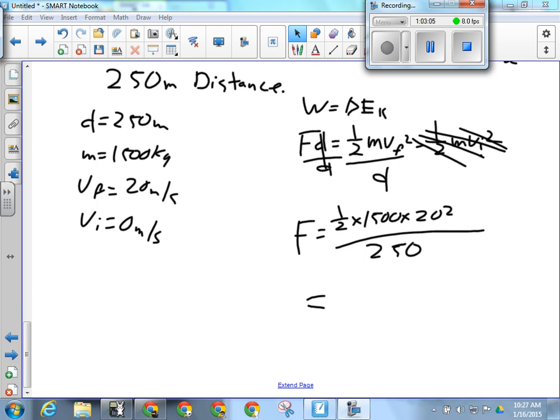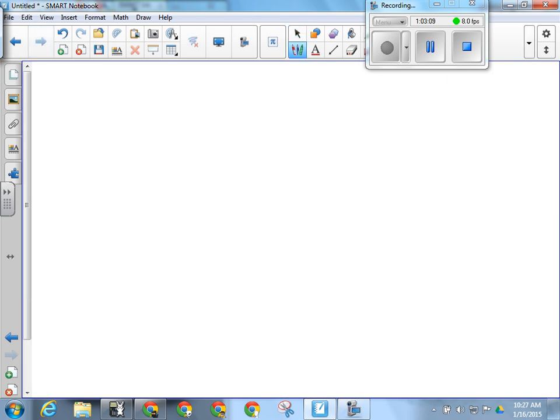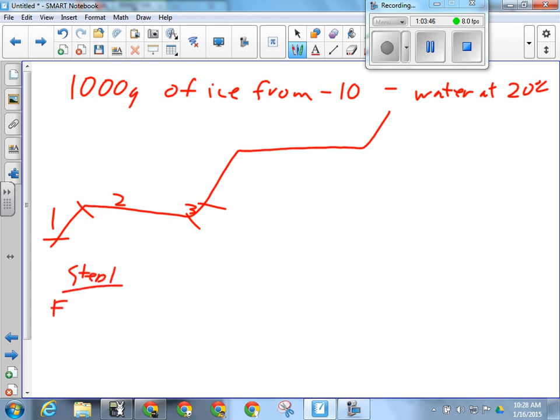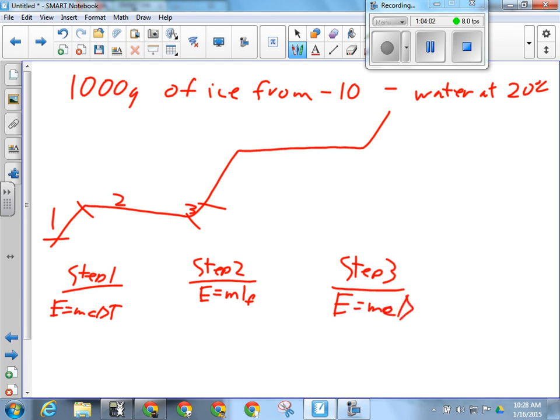All right, so a heating curve question. Remember that you're going to have, let's say, 1,000 grams of ice from minus 10 to water at 20. So we draw out our heating curve, right? We identify where I'm starting and where I'm finishing. That's going to be three steps: heat the ice, melt the ice, heat the water. Step one will be E equals mc delta T because it's changing temperature. Step two, we're melting the ice, so that's E equals MLF. And step three, I'm heating the water, so that's changing temperature, MC delta T.